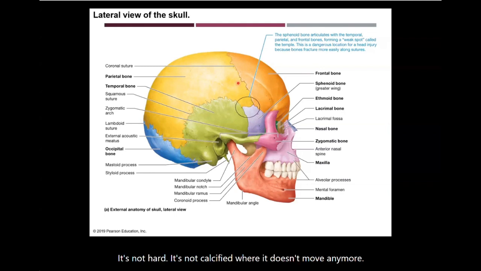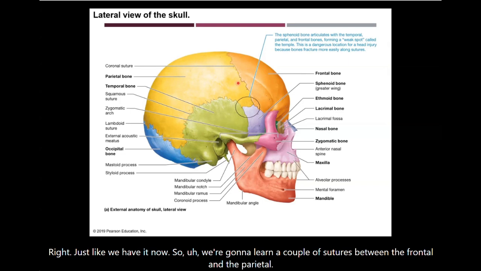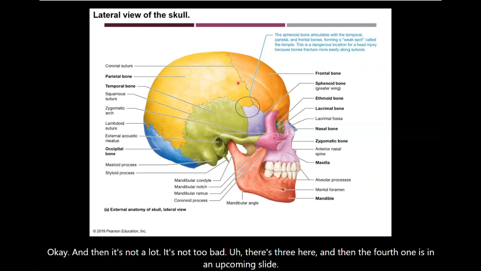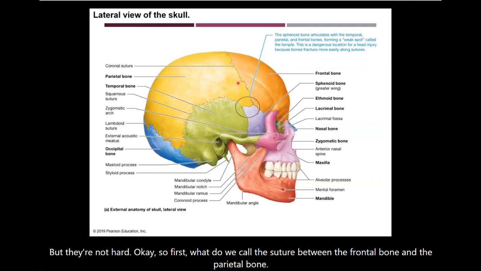It's not hard. It's not calcified where it doesn't move anymore, right? Just like we have it now. So we're going to learn a couple of sutures between the frontal and the parietal, the temporal, parietal, and the occipital. It's not too bad. There's three here, and then the fourth one is in an upcoming slide, but they're not hard, okay? So first, what do we call the suture between the frontal bone and the parietal bone?